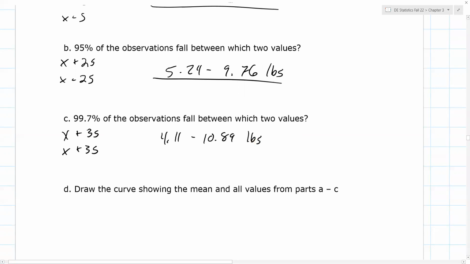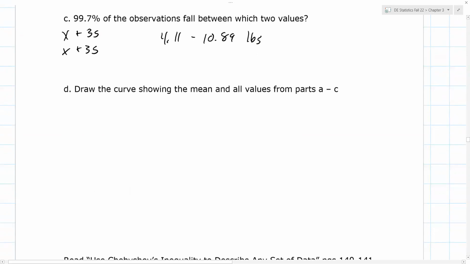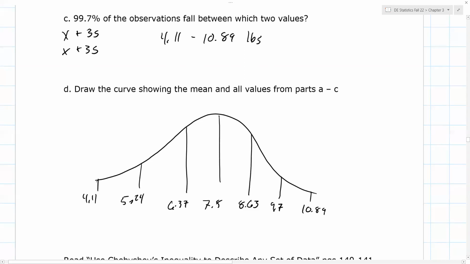And then the last piece is simply making our drawing. So we would go through. In the middle, you would have 7.5. And then we would have our first two cutoffs. Then we go further out, and we have our second two cutoffs. And then way out here on the edge, we have our last cutoffs. And then if you wanted to make it look like that picture, you could color in those sections differently.